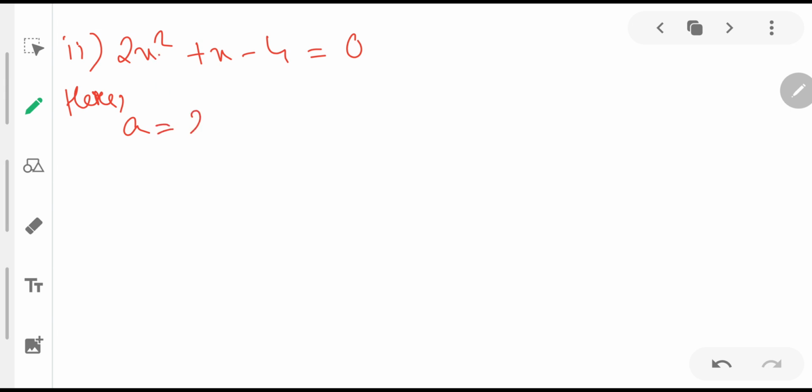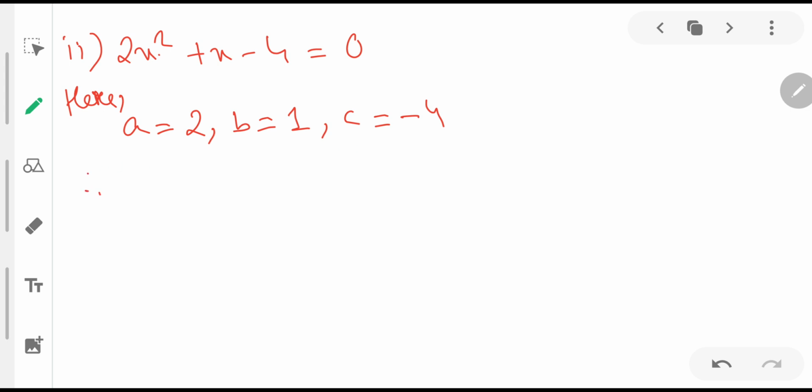Let us go to the next question, which is 2x square plus x minus 4 equals to 0. First step is we will extract a, b and c. Here a is the coefficient of x square, which is 2. b is the coefficient of x, which is 1. c is the constant term, which is minus 4. Therefore, now we will apply the quadratic formula. I am not writing the sentence here again. After extracting a, b and c, you will obviously write a sentence like applying quadratic formula.